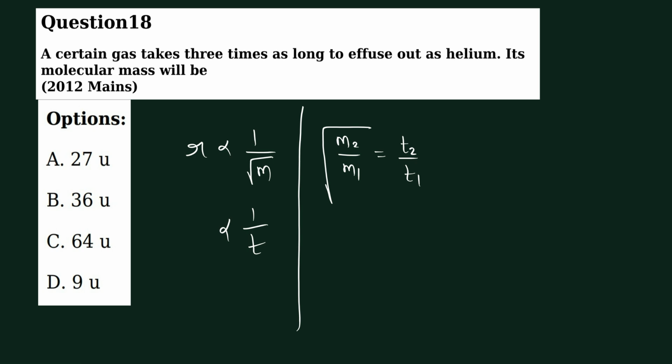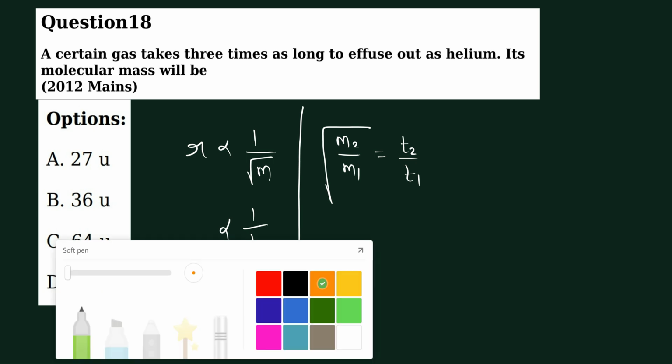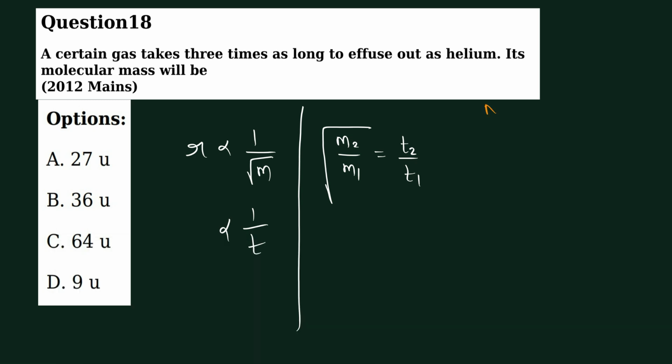What is M2? Here, what is the molecular weight of helium? The molecular weight of helium, let us assume that is M1, is 4, right? And the molecular weight of the unknown gas, let us assume that is M2. We don't know it, we need to find the molecular weight of the unknown gas, M2. The time taken to effuse for the helium gas, let us assume that is T1, is T seconds.